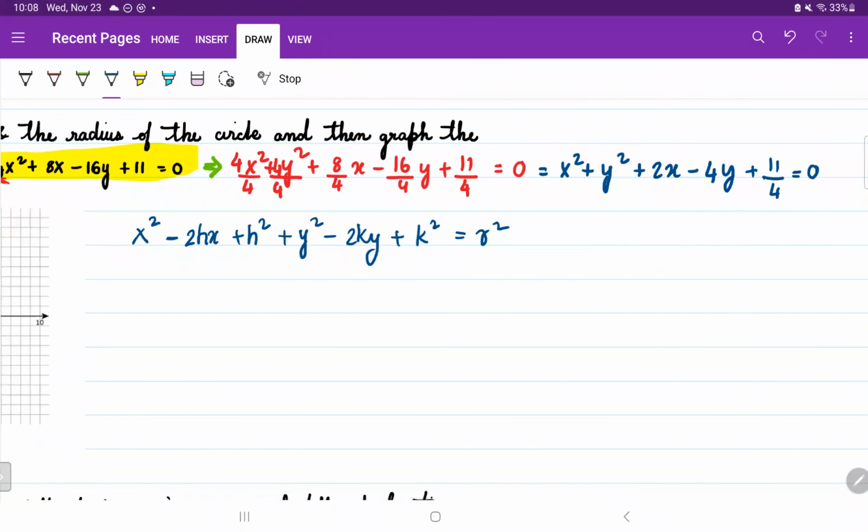Now, let us write this down under our formula. We have our x squared, we have our y squared, we have our plus 2x, we have our minus 4y, and here we have minus 11 by 4. So again, we need to fill up this part and this part here.